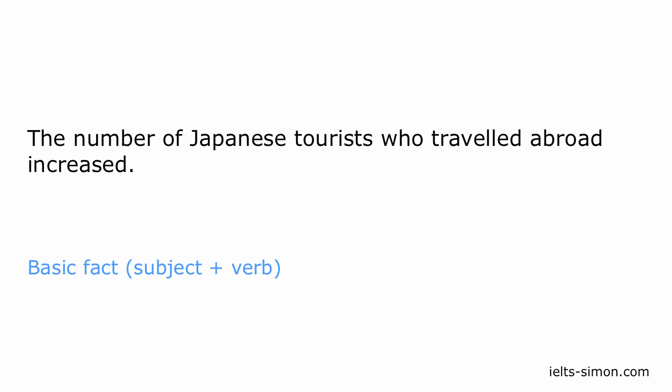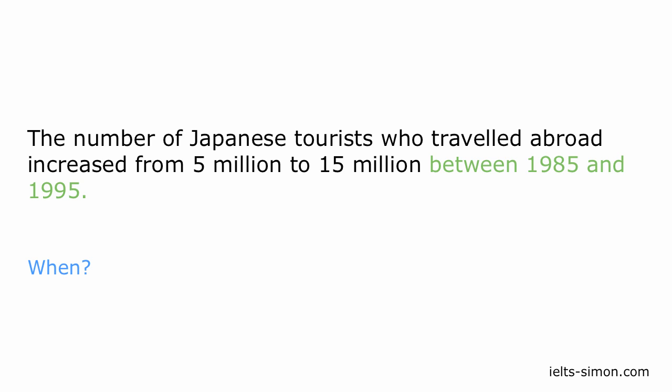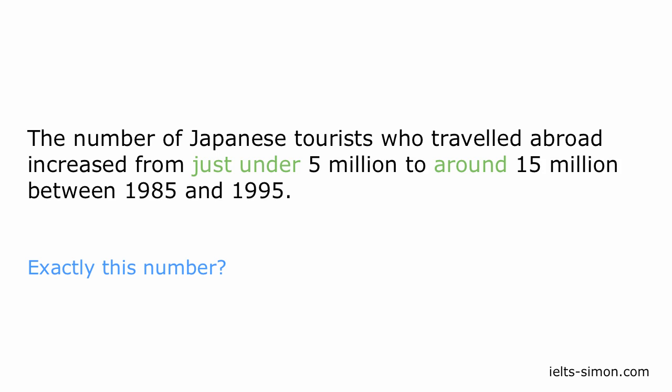Simple fact. Let's add to that numbers. We look at the graph or chart and we find the numbers from 5 million to 15 million. Now let's add when. Between 1985 and 1995. Next we could add, was it exactly this number? So from just under 5 million to around 15 million.